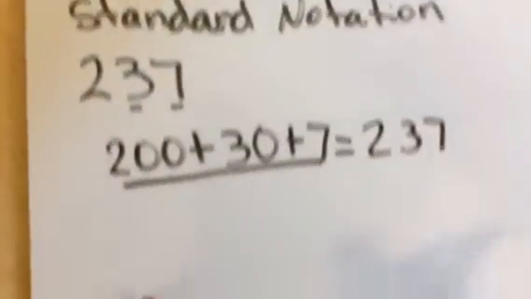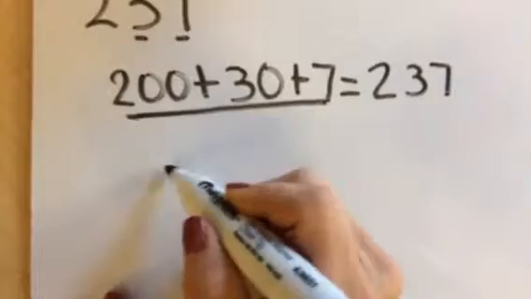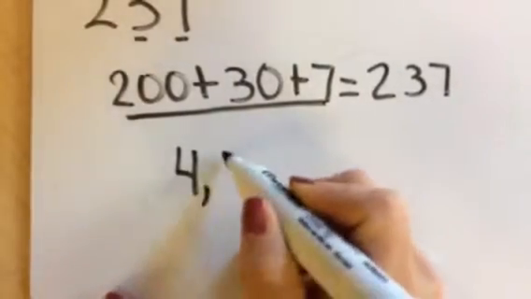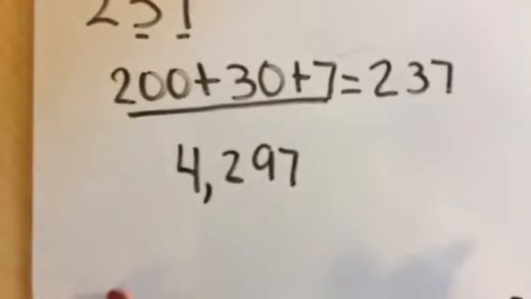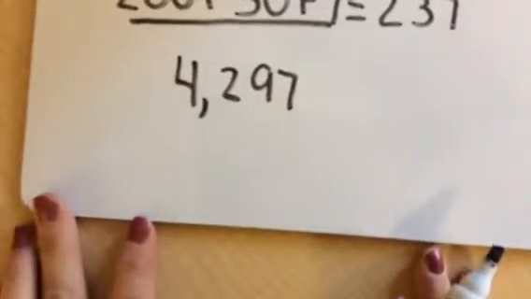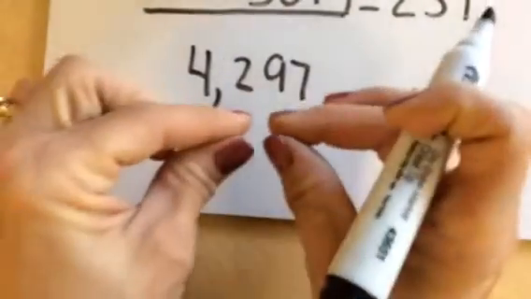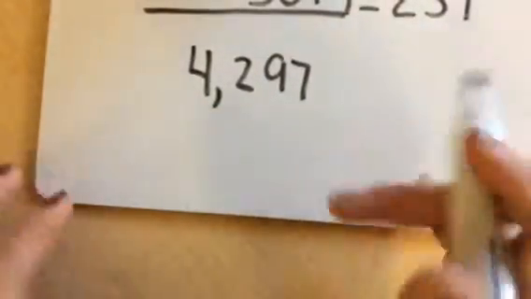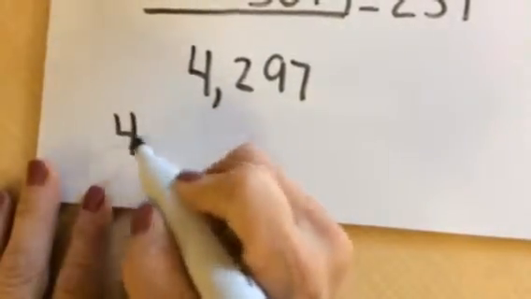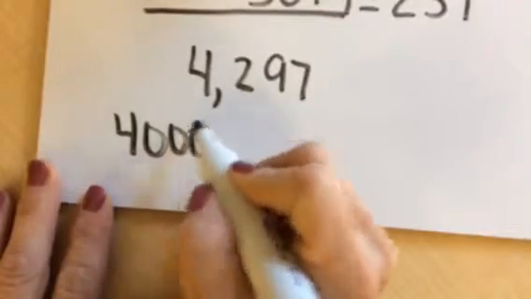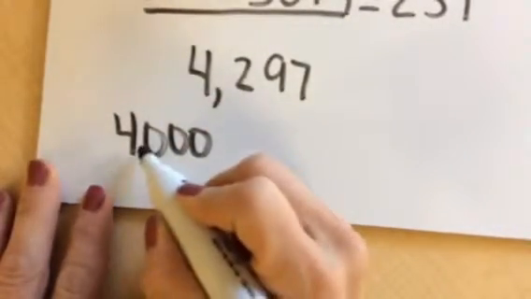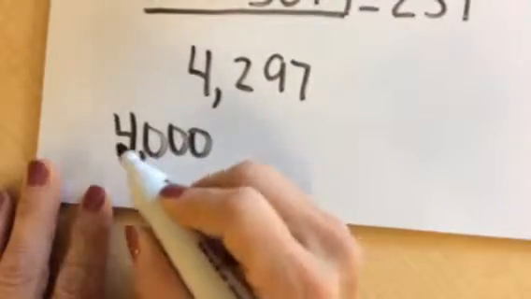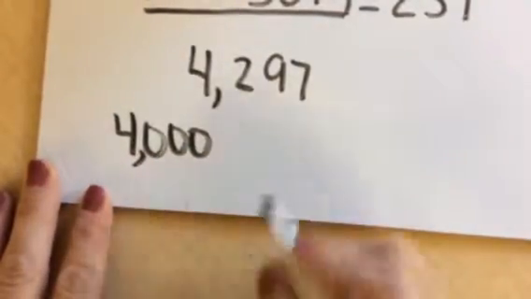So let me do another one. I'm going to write standard notation, 4,297. And now I'm going to change that standard notation into expanded notation. I'm going to stretch it out, expand it. So here we go. 4,000, because I'm looking in the thousands place value right here. Ones, tens, hundreds, thousands. And I'm going to put a comma here, 1, 2, 3, and that's how I know I have 4 numbers, 4,000.